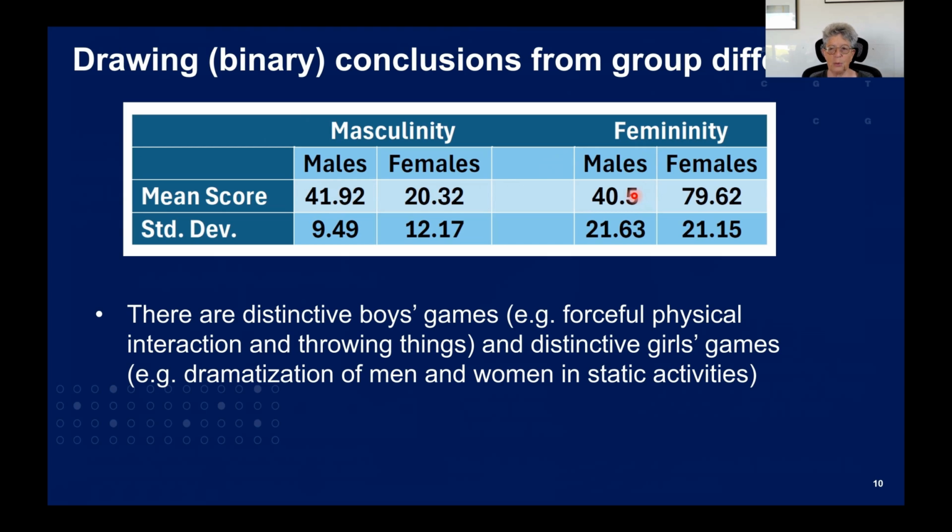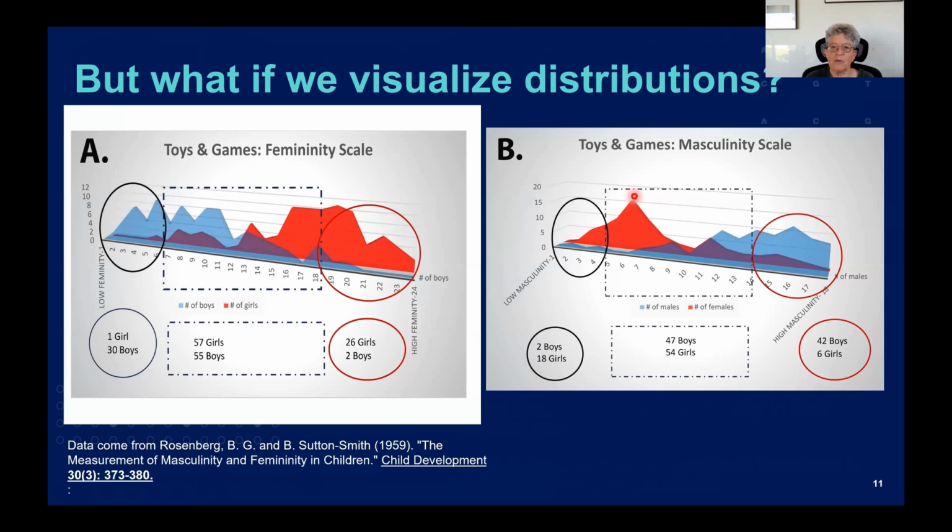And that these can be used to distinguish feminine males and feminine females, and then address any issues they have accordingly. But what if we actually visualize the distributions of everybody in their study? Luckily, they actually printed their full data set, so I was able to regraph it in the following way.